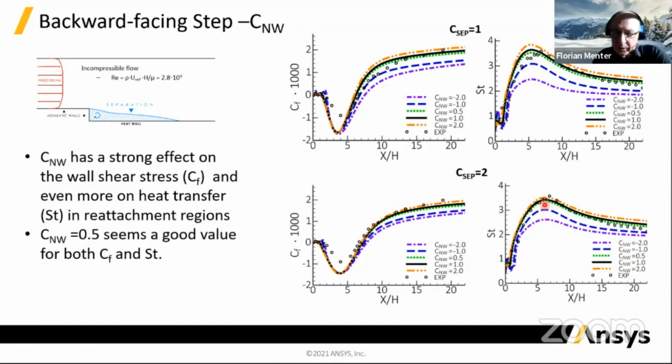So it's a parameter which is fairly independent of the C-sep setting here. Again, the default is the green curve in this picture here, this 0.5 value, and it of course has been tuned to match generic flows as well and as good as possible. So again, hopefully in most cases you wouldn't need to change that coefficient, but if there is a need and you have good experimental data, you can actually adjust the heat transfer in these non-equilibrium flows by using that coefficient there.